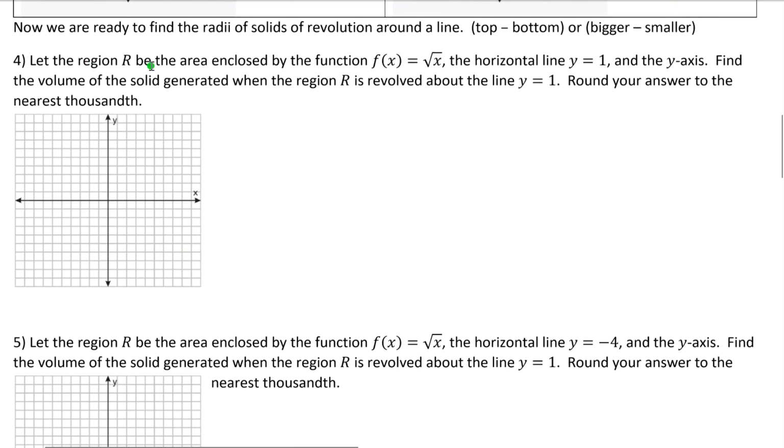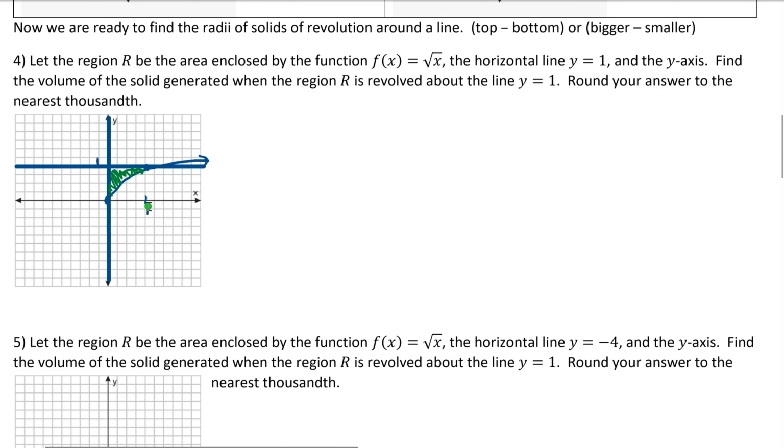Let the region R be enclosed by the function f of x equals square root of x, the horizontal line y equals 1, and the y-axis. Find the volume of the solid generated when the region R is revolved about the line y equals 1. Round your answer to the nearest thousandths. Okay, I'm going to graph it. I'll be right back. Okay, now I've got it graphed on here.